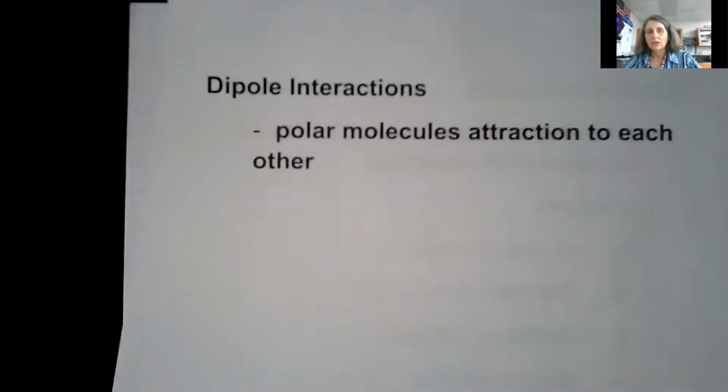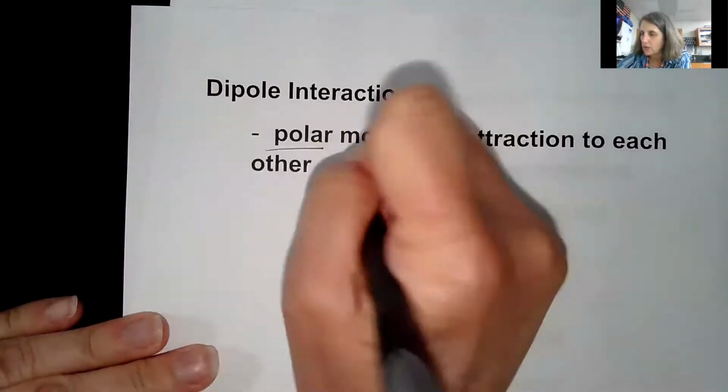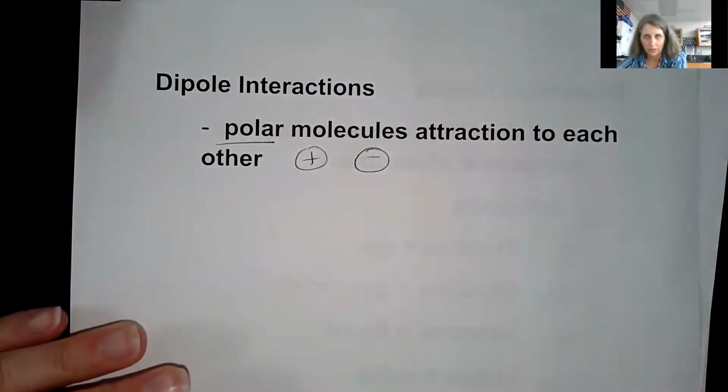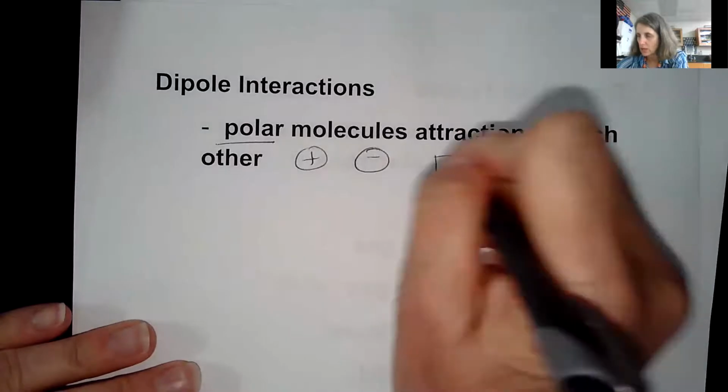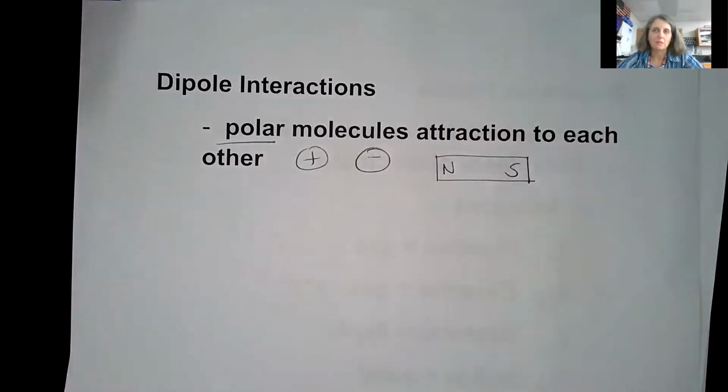So the second one is called dipole interaction. And this one, out of all of the ones that I'm going to discuss, is probably the easiest one to understand. It is between what we call polar molecules. So something being polar is going to be important for your decision. Polarity just means you have a positive side and a negative side to the molecule.